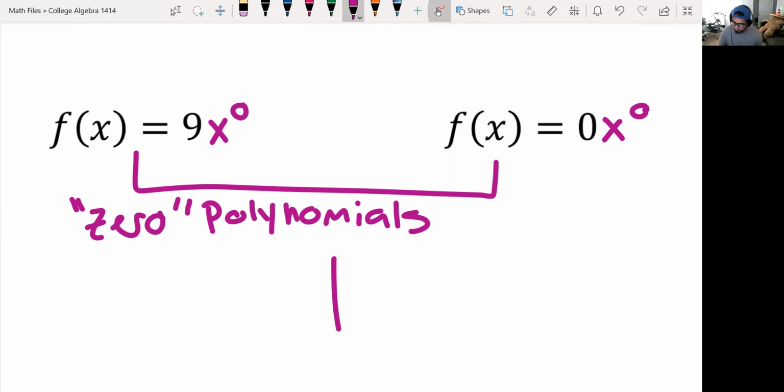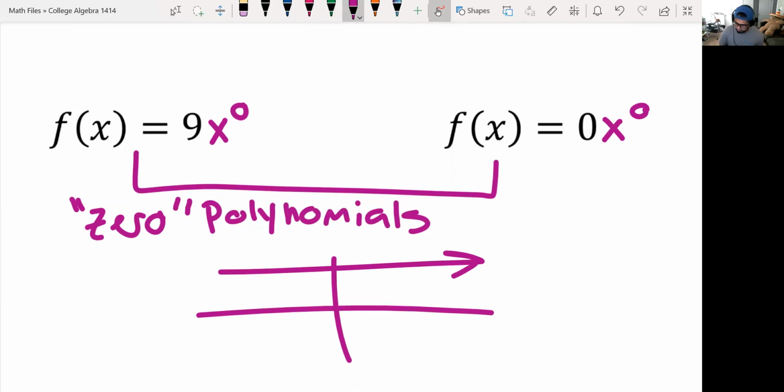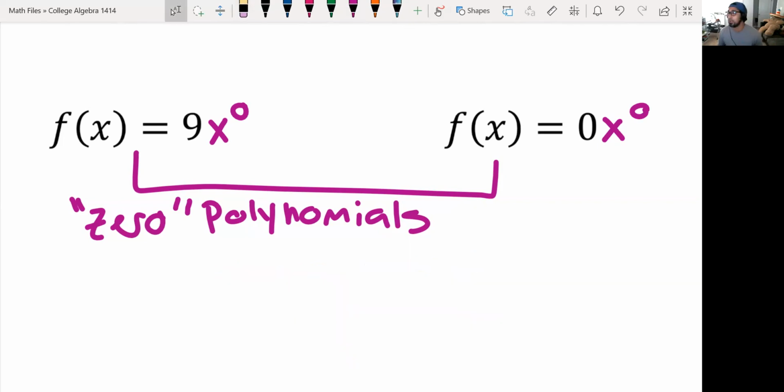If I were to graph these functions, f of x equals 9 would be a horizontal line. And the domain of this line is negative infinity to infinity, which also is the domain of a polynomial. And if I were to graph f of x equals 0, well, that's a horizontal line as well, whose domain is negative infinity to infinity, which is also part of being a polynomial. So, just a little tricky. These are called the zero polynomials.